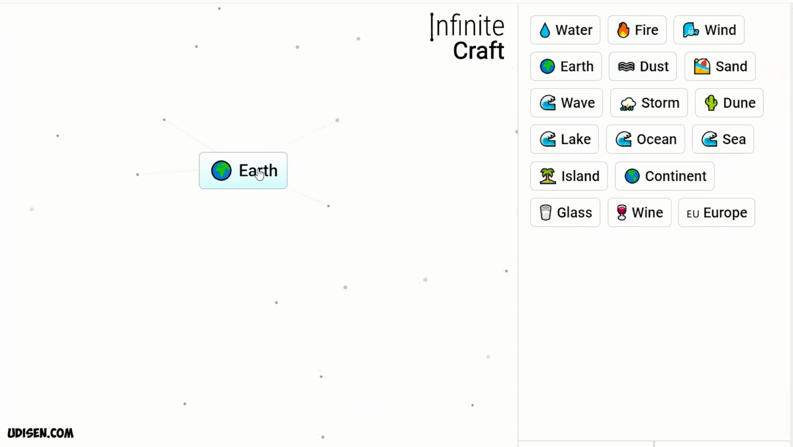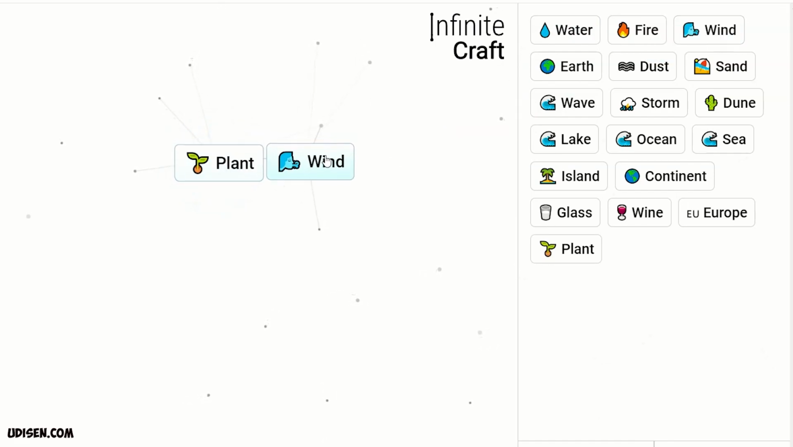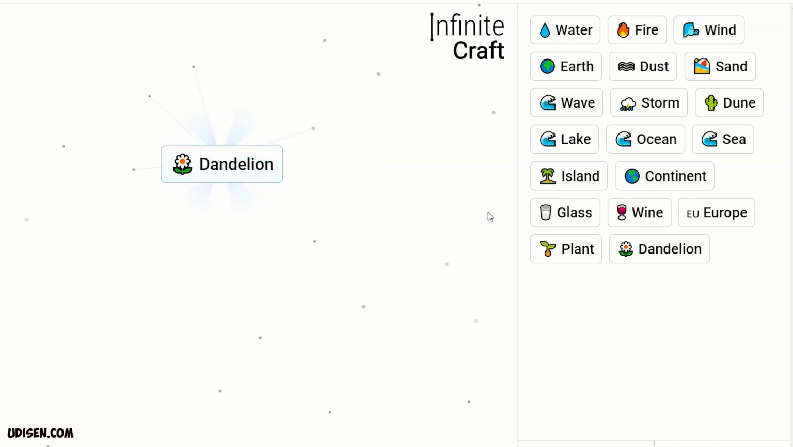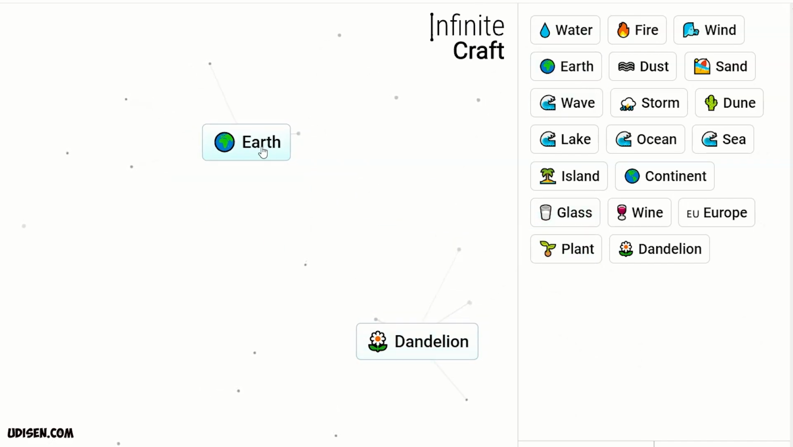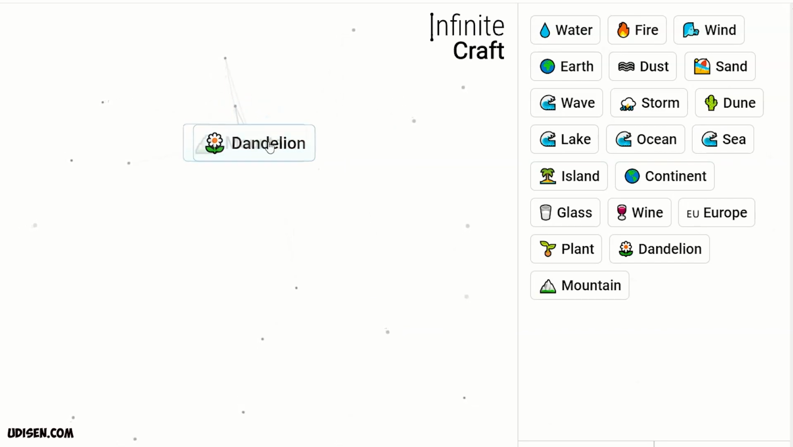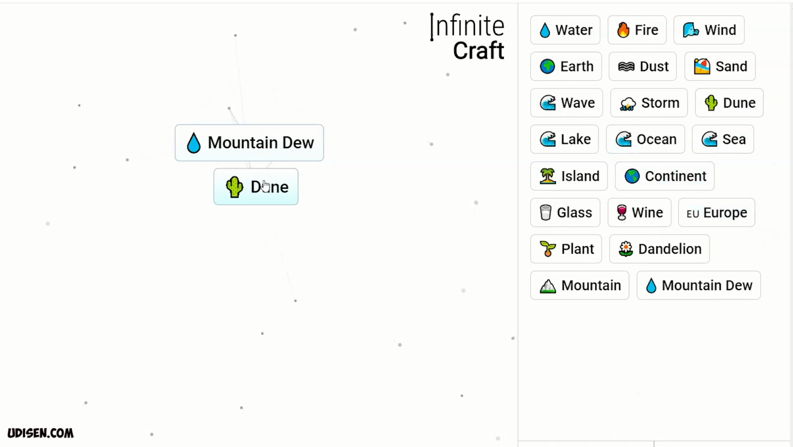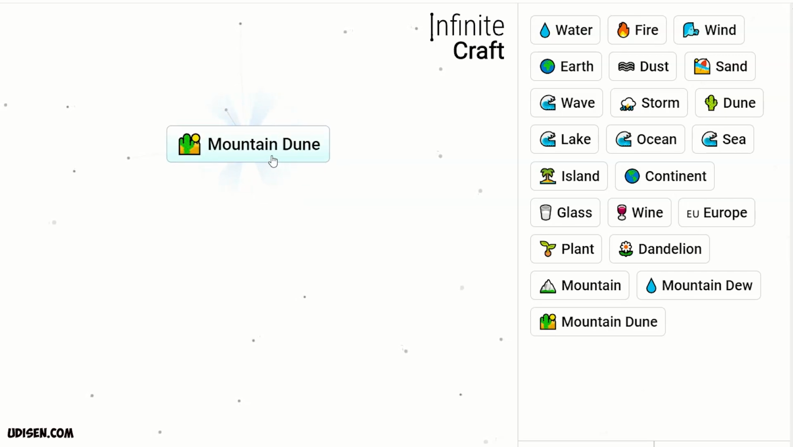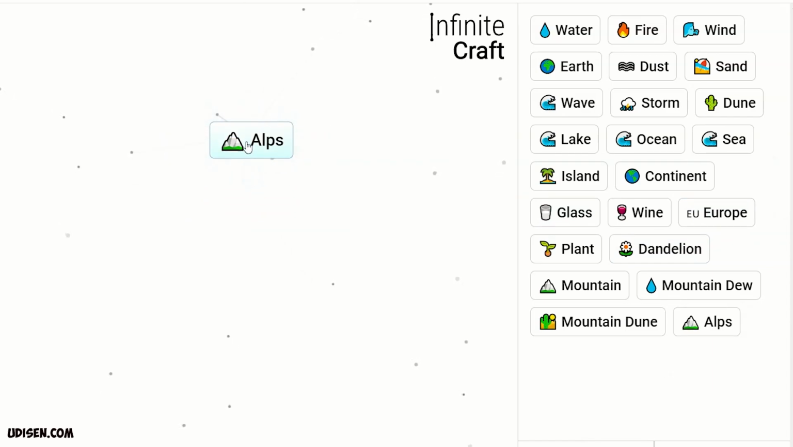Then, combine earth and water. We receive plant. Plant and wind. Dandelion. Dandelion leave here. Two earth. Mountain and dandelion. Mountain dew. Mountain dew and dune. Mountain dune. Plus Europe. Alps. Leave here.